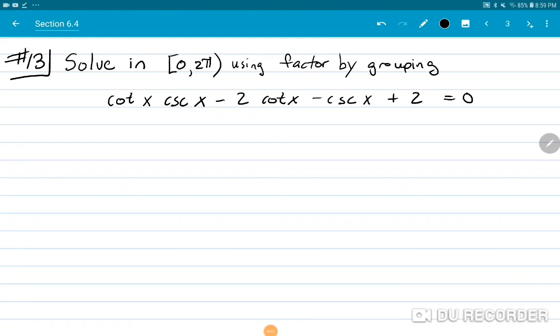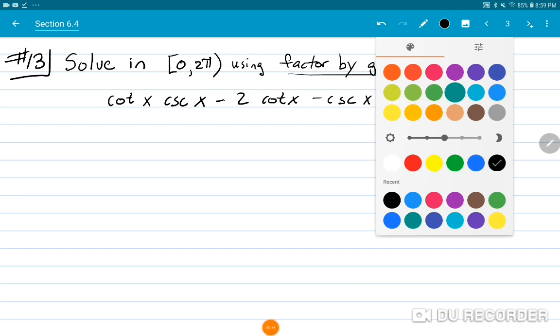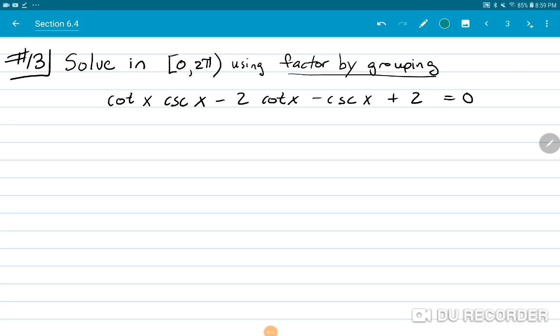Section 6.4, number 13. We're going to solve this equation in 0 to 2 pi using factor by grouping as our hint, which is a pretty good hint since there's 4 terms. So that's a pretty good indication that we're going to be using grouping. So I'm going to use this group first. I'll call that my green group.